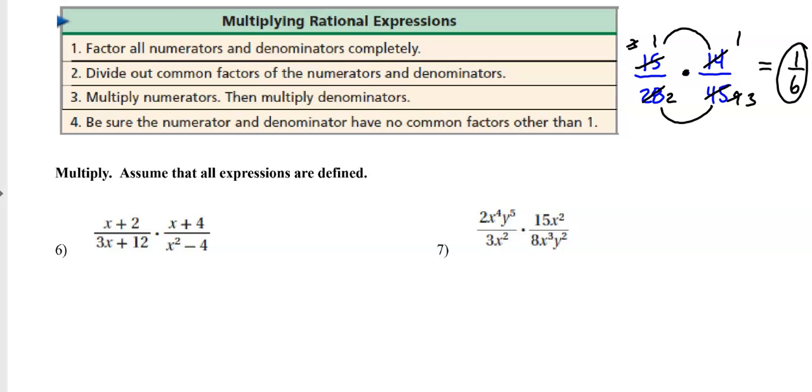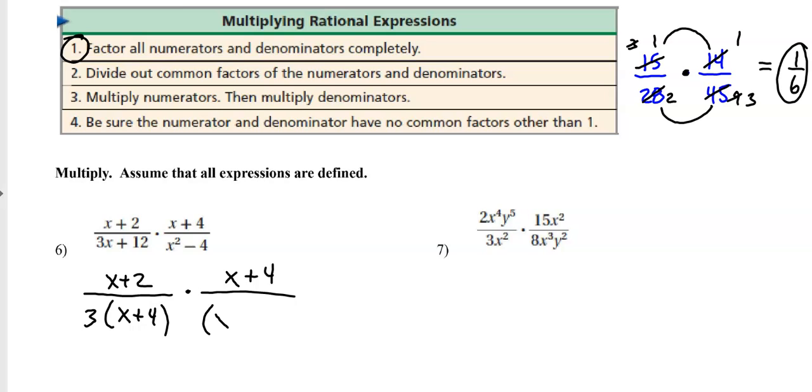So we're going to do the same type of idea here. So let's factor everything we can. Step 1 is factor. So on the top, there's not much I can do. x plus 2. On the bottom, I can yank a 3 out of there and do x plus 4. Over here, can't do much with the x plus 4, but this is a difference of squares. This is going to be x plus 2, x minus 2. And I recognize that because it was missing the middle term.